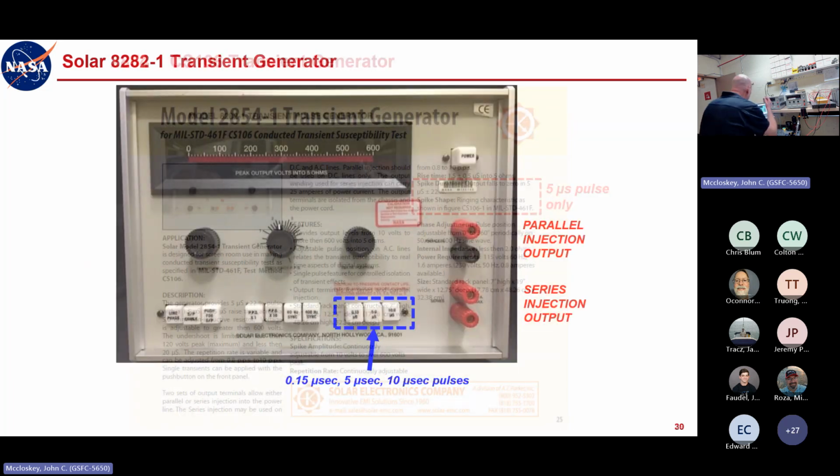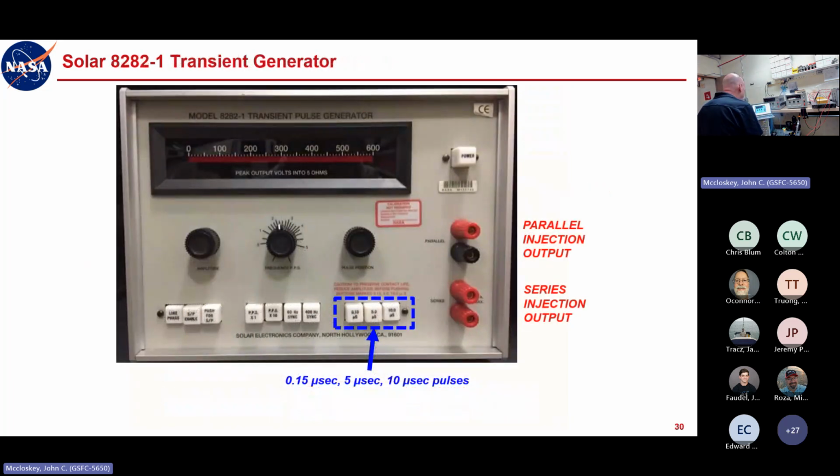But that brings us to the Solar 8282-1. That's the one that we're actually going to play with here in just a moment. Here again, you've got parallel injection and series outputs. This gives you all three: the 150 nanosecond, the 10 microsecond, which is the biggie, but it also gives you the 5 microsecond. Just buttons right here on the front. So you could get the 5 microsecond pulse if you want to, but if you really want to test susceptibility to transients, I would recommend the 10 microsecond pulse. That's going to give you a worst case.